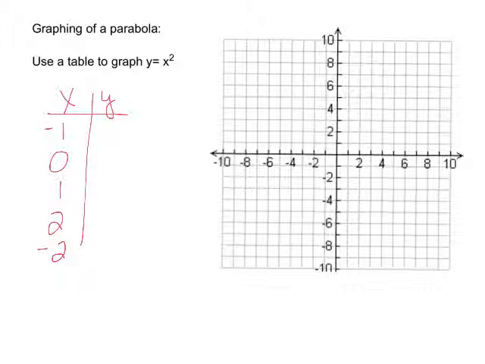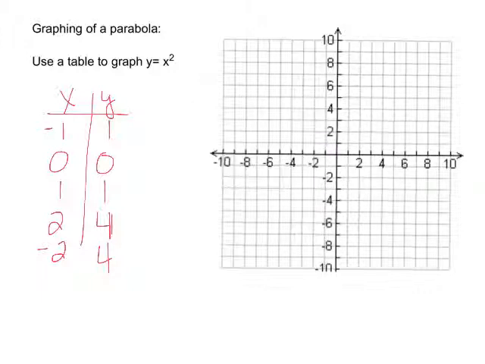The first thing I'm going to have is if I put -1 squared, so -1 times -1, that's 1. 0 squared is 0. 1 squared is 1. 2 squared is 4. And -2 squared is 4. So let's go ahead and graph these points. So -1, 1.